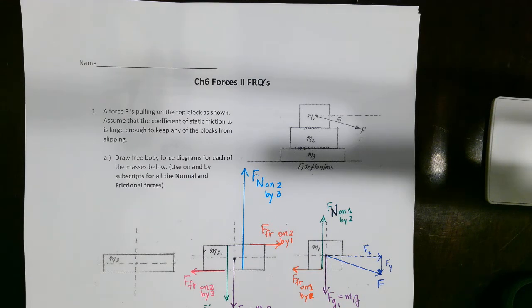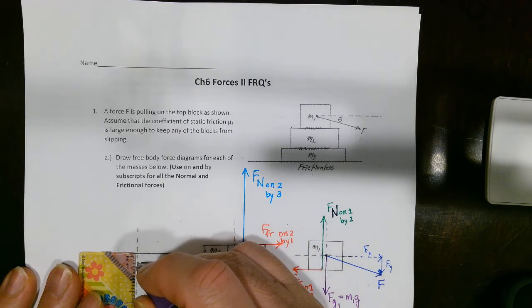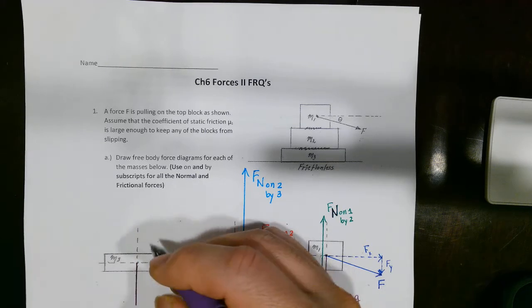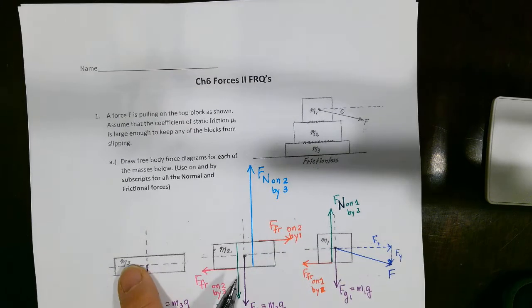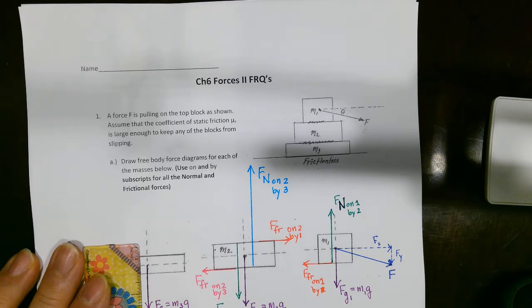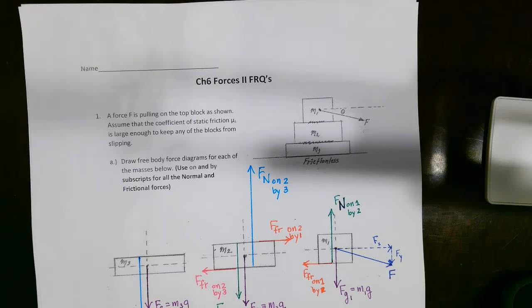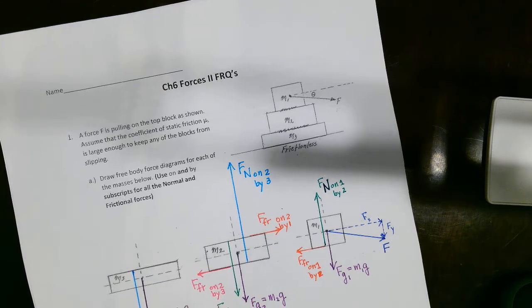Now let's take a look at block 3. Block 3 will have FG3, obviously. That's an obvious force, which is equal to M3 times G. And we will have this force acting downward, so here, F normal on 3 by 2.